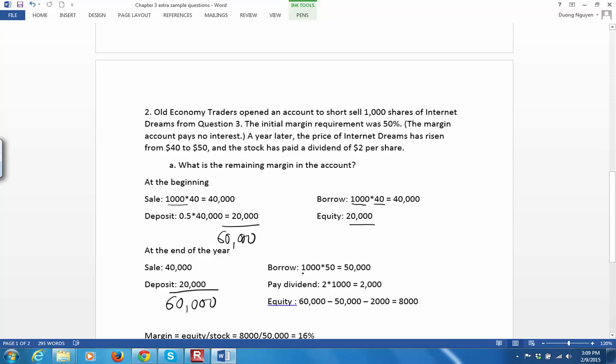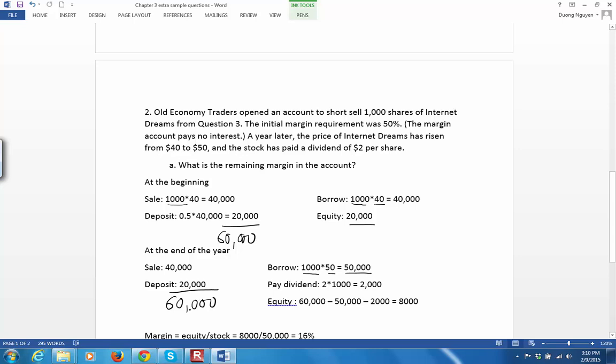But at the end of the year, the price went up. The price is not $40 anymore. It went up to $50. So the amount of money the investor borrowed at the end of the year would be 1,000 shares times 50, equal to $50,000. Now, because the investor borrows stock, the investor has to pay dividends to the people who lend the stock to the short seller. So if the company pays a $2 dividend, the short seller will have to pay the $2 dividend. So $2 dividend for 1,000 shares would be $2,000.